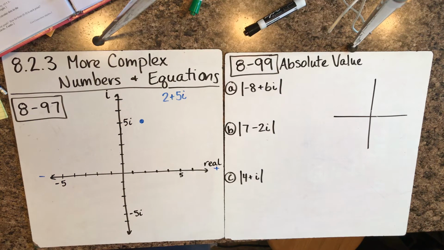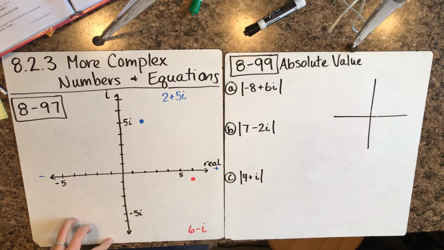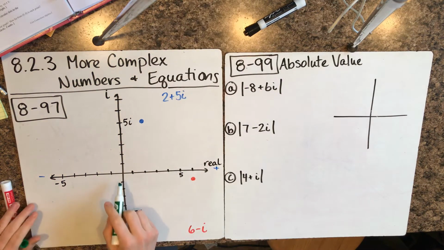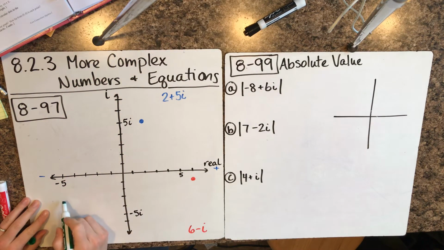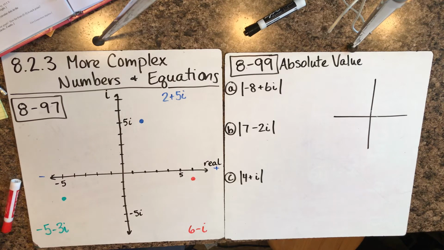Number 2 says 6 minus i. So I'm going to write that in red, and I'm going to graph it in red. So I'm going to go right 6 and I'm going to go down 1i. So that point right there represents 6 minus i. Okay, next one is negative 5 minus 3i. So I go left 5 and I go down 3. Negative 5 minus 3i.